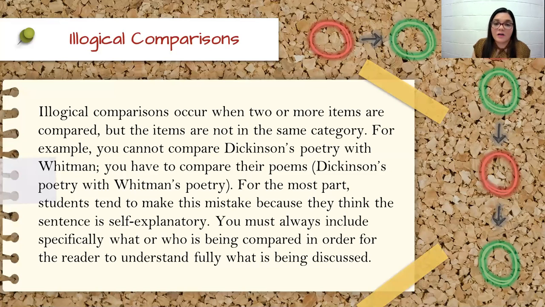Illogical comparisons occur when two or more items are compared, but the items are not in the same category. For example, you cannot compare Dickinson's poetry with Whitman's. You have to compare their poems, probably, but not them. For the most part, students tend to make this mistake because they think a sentence is self-explanatory. You must always include specifically what or who is being compared in order for the reader to understand fully what is being discussed. We don't have to assume that people understand what we are writing if we ourselves have to double check what we have written.